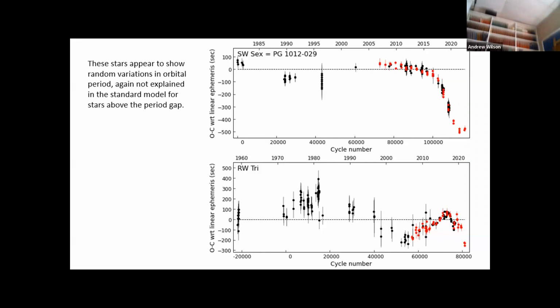RW Trianguli is doing something equally bizarre. It's got a sort of rough sinusoid that you could fit to that until, again, at the very end it starts to behave very erratically. So there are some strange effects going on in the behavior of these stars that a simple model certainly doesn't capture, and nobody really seems to have come up with a clear explanation of these things yet.